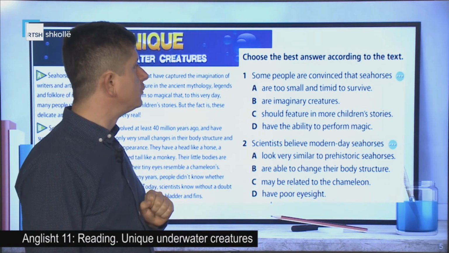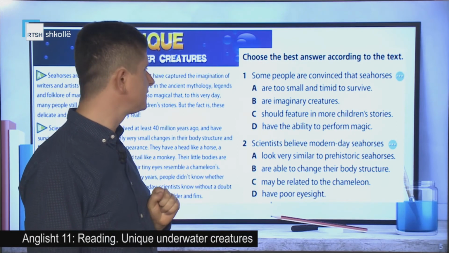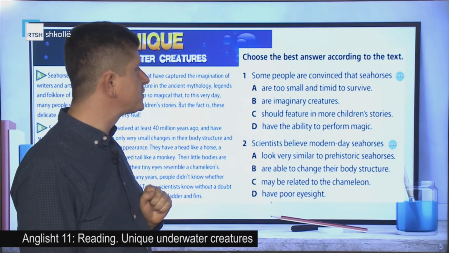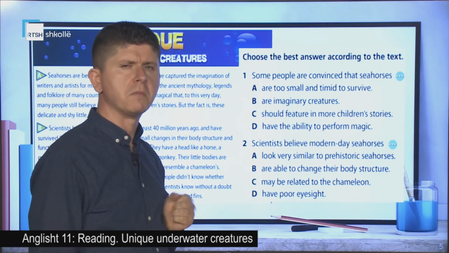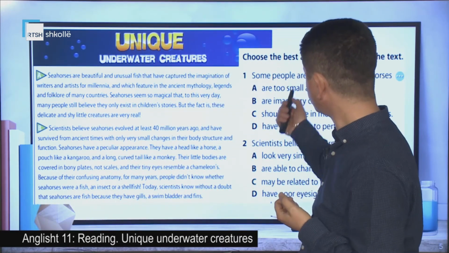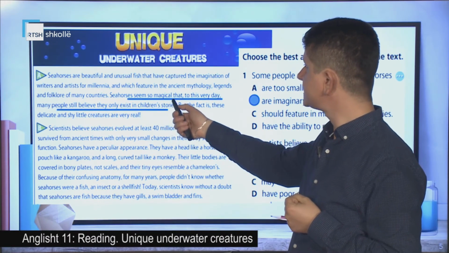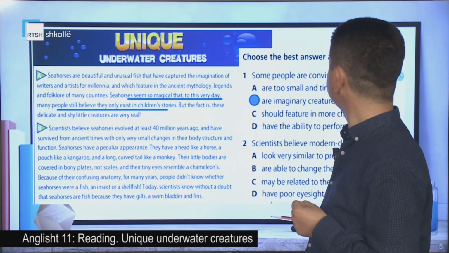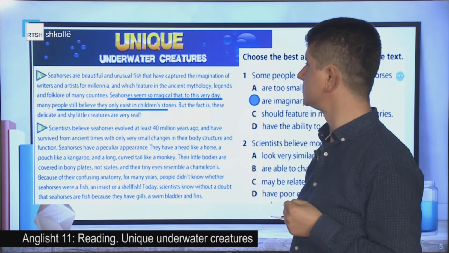Some people are convinced that seahorses are too small and timid to survive, they are imaginary creatures, they should feature in more children's stories, or they have the ability to perform magic. Let's look at the first text for these types of choices, and it's right in here. Seahorses seem so magical. So it means that some people are convinced that seahorses are imaginary creatures. People still believe they only exist in children's stories.